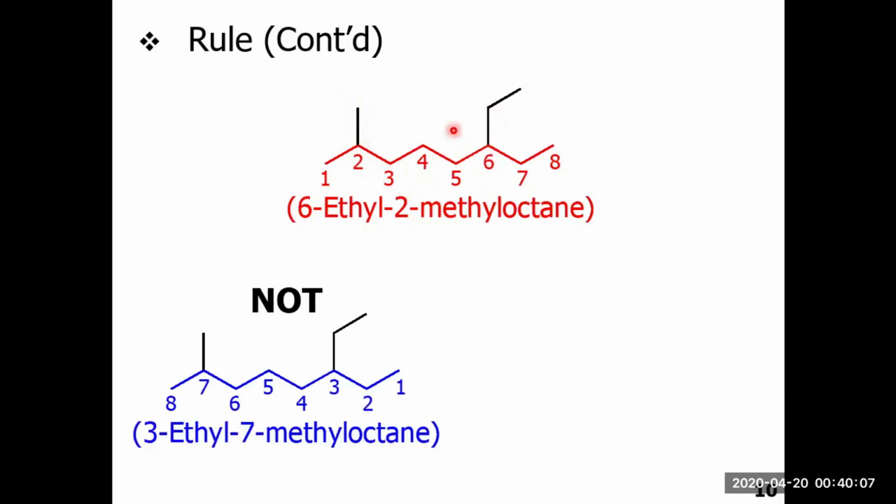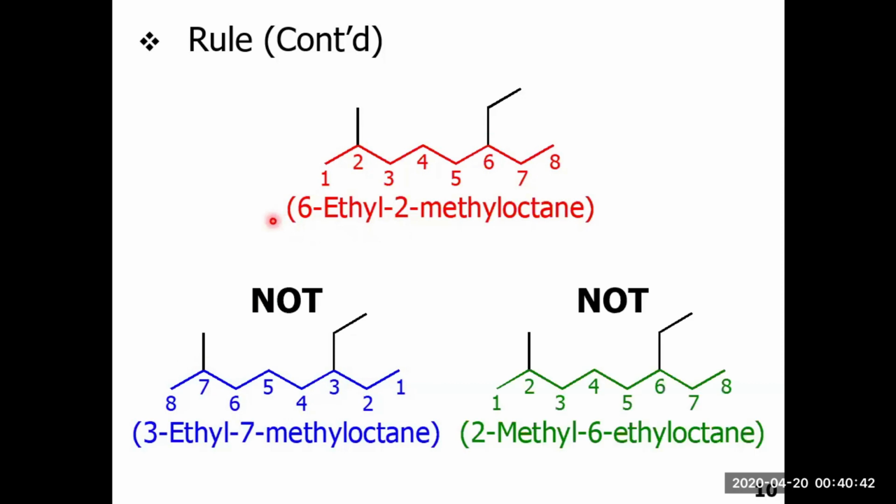Hopefully you know what is wrong with this molecule. This one is obviously wrongly named. It says 3-ethyl-7-methyloctane. What is wrong with this is the numbering of the parent chain. Numbering was done from right going to the left, so it's 1, 2, 3, 4, 5, 6, 7, 8. And if you do that, you have a 3-7 combination, which is higher than your 2-6 combination.